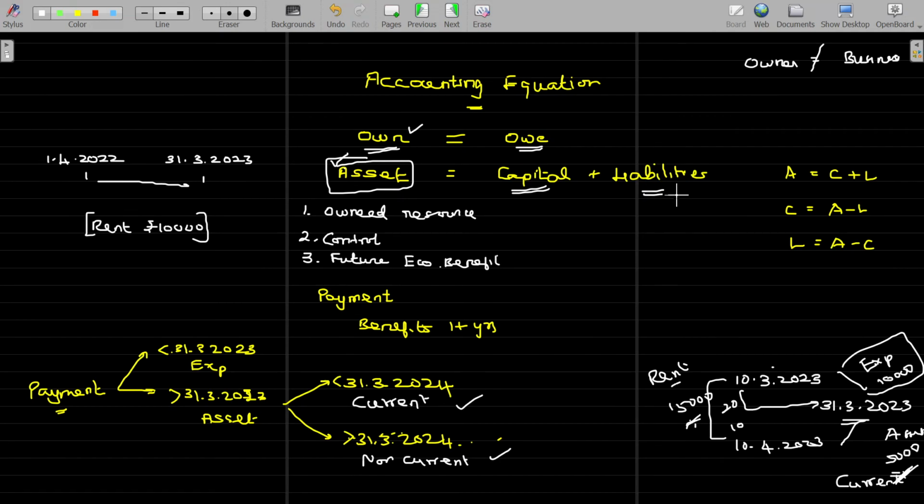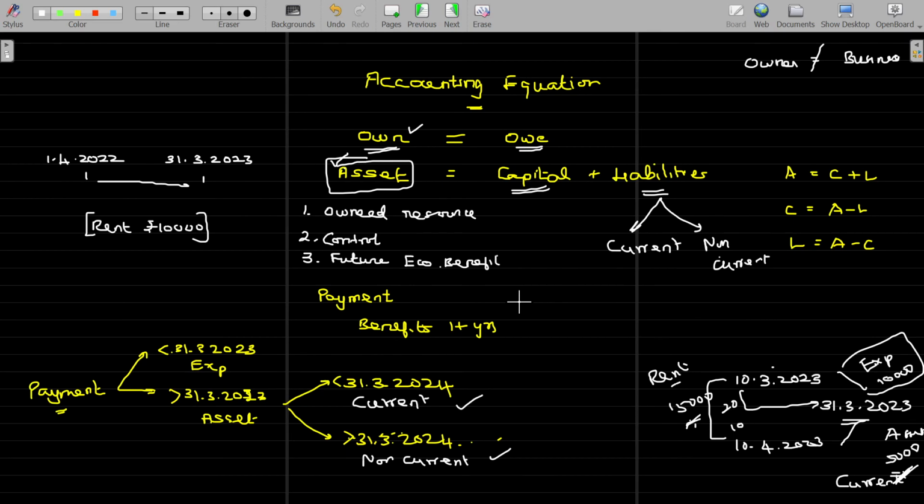And what comes in liability? Any amount payable or returnable by the company to outsiders other than the owner will be called liabilities. Now this is also classifiable as current and non-current. You can understand this easily. Current is nothing but if, by the end of the current financial year, within 12 months you have to pay, then it's called current. You have to close up that liability, so it's called current liabilities. If you can pay even after 12 months, then that will be called non-current liability.